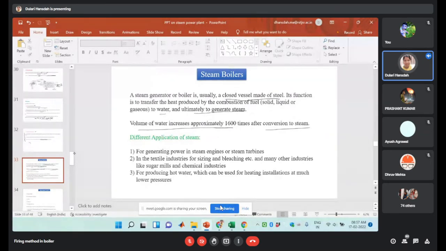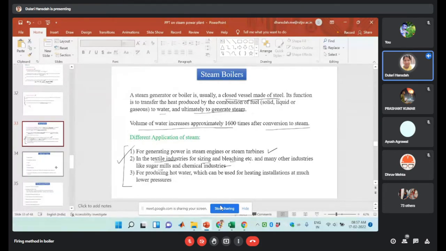As I have already told you, there are different applications of steam. One is the generation of power. Another is process industries like textile industries for sizing and bleaching, and many other industries like sugar mills and chemical industries. And third is producing hot air or hot water for large buildings, which can be used for heating installations at much lower pressures. So these are the applications of the steam generated from the steam boilers.